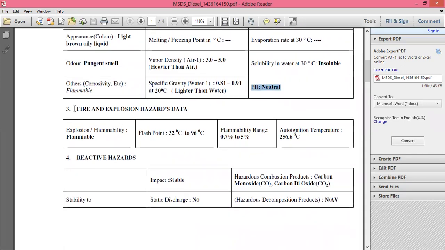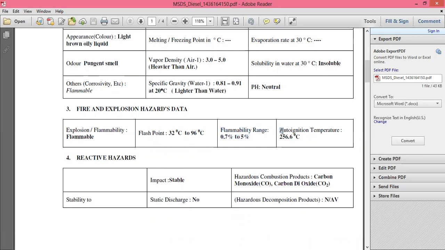Next is fire and explosion hazards data. Explosion flammability, it says it is flammable. Flash point is 32 degrees Celsius to 96 degrees Celsius. So if the temperature is 32 degrees Celsius to 96 degrees Celsius, it can catch fire. Flammability range, please watch the previous video on flammability diagram and how to use that flammability range diagram. You'll understand how we use this flammability range. It says lower explosive limit is 0.7% and higher explosive limit is 5%.